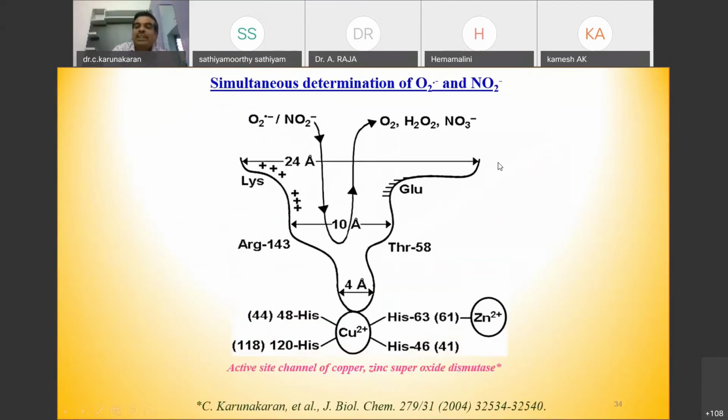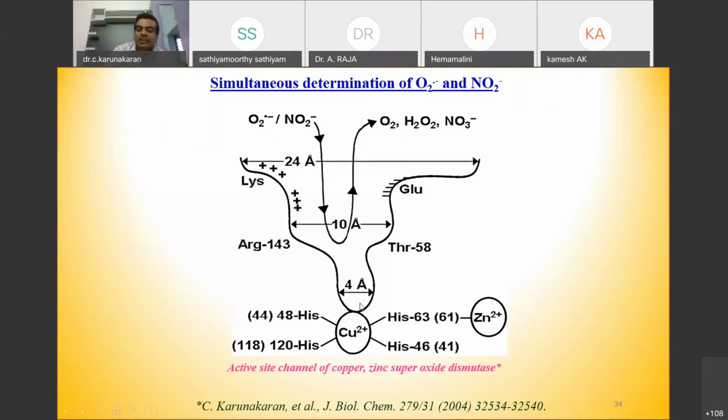Next, we have simultaneously detected both, because superoxide radical and nitric oxide are converted into NO2 minus in our system. So we have simultaneously measured superoxide radical and nitrite by using the same biosensing electrode. For example, with the same biosensing electrode we have prepared, we have simultaneously detected both superoxide and nitrite. This is the copper superoxide dismutase enzyme. This is the active site of the enzyme I have shown here. As you see, the active site is very narrow.